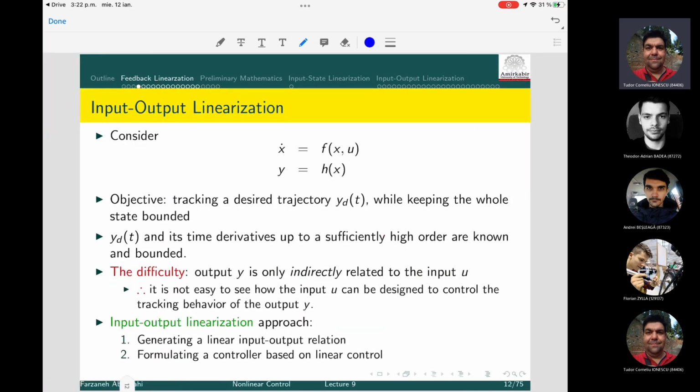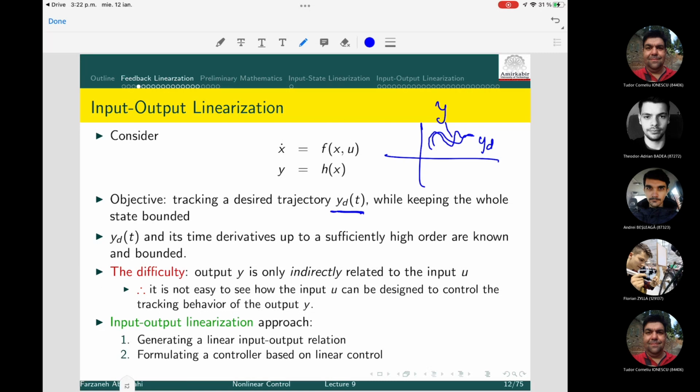Input-output linearization. So we consider this system, x dot is f(x,u) and y is h(x). The objective is to track a desired trajectory, y desired. Okay. So y needs to follow a specific shape. This is y desired, and you want y to come and follow somehow this shape. This is y.